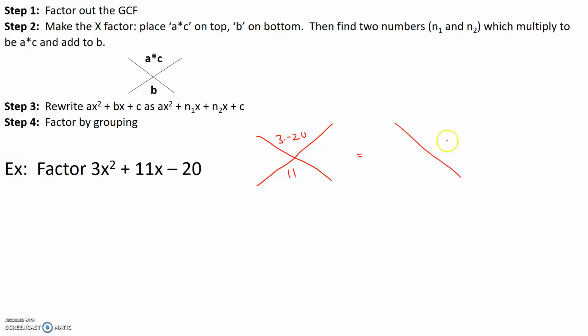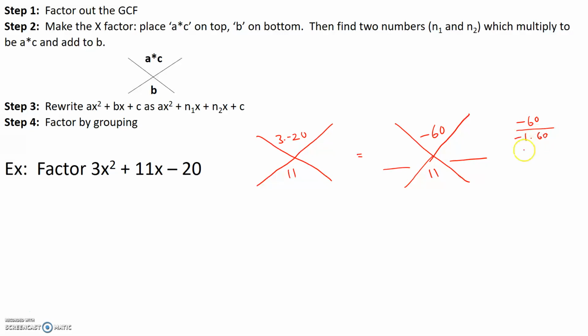Now 3 times negative 20 is negative 60, so negative 60 is a number on top of the x factor, and 11 is a number on the bottom of the x factor. Now we need to find two numbers that multiply to negative 60 and that add to positive 11. Since we know these numbers multiply to negative 60, let's list all the factors of negative 60. And because it's a negative 60, we'll have one negative and one positive.